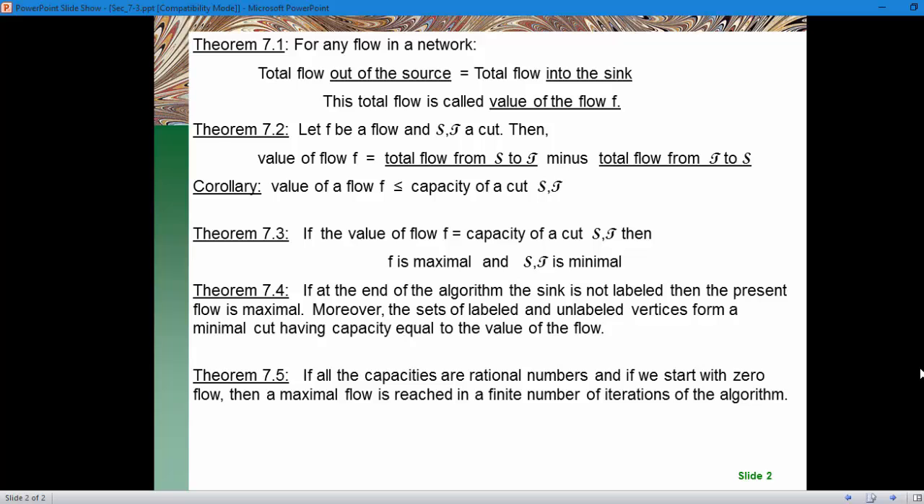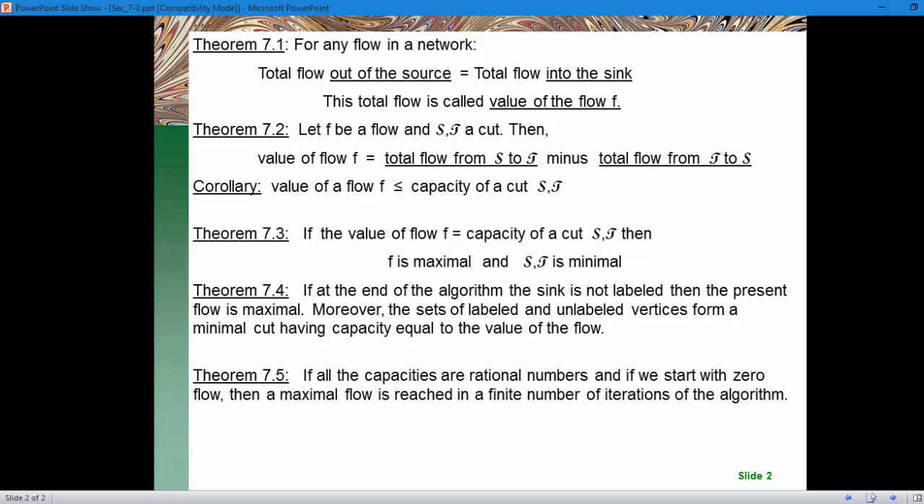Theorem 7.5 says that if the capacities are rational numbers, and we start with a zero flow, then the maximum flow will be reached in a finite number of iterations. So it guarantees that the algorithm will eventually end with a maximum flow. If the capacities are all integers, then it's not difficult to see that, because every application of the algorithm will increase the flow by at least 1 unit. So eventually it will reach the maximum flow.